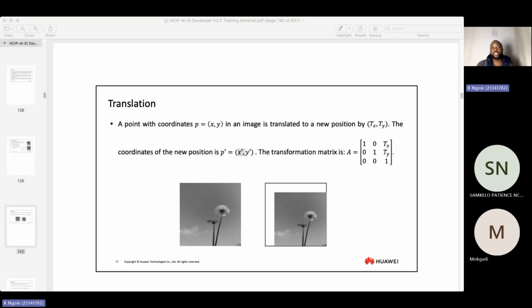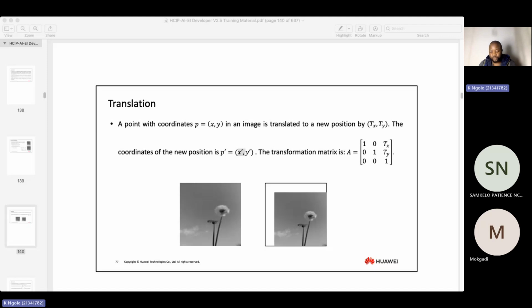So basically translation is one of the simplest geometric transformations in image processing and AI, which involves just shifting an image or object from one position to another without altering its shape, size, or orientation. Translation moves every pixel of an image by a fixed distance along the x-axis and y-axis. It doesn't affect the intensity values of pixels or the structure of the image.